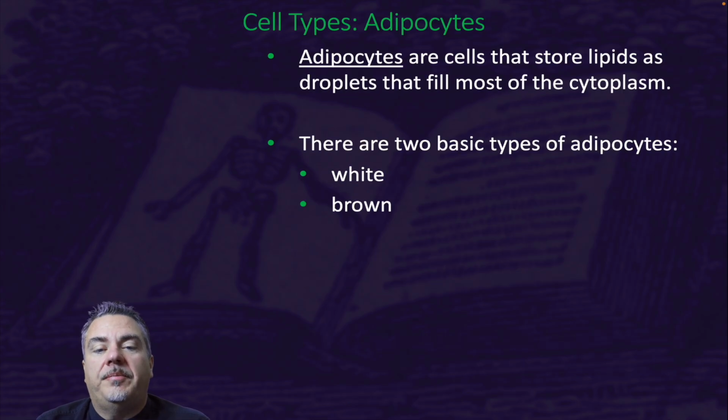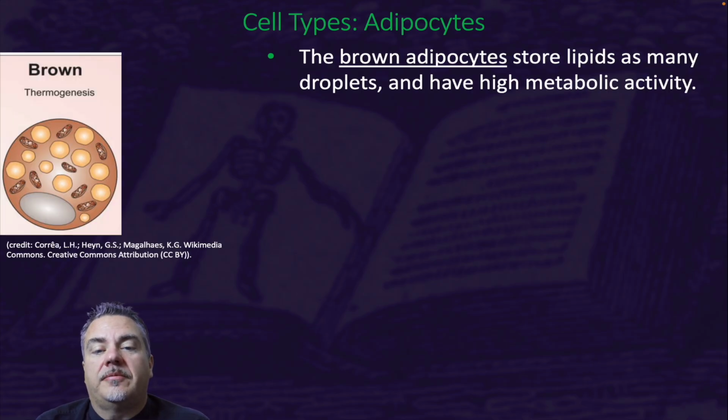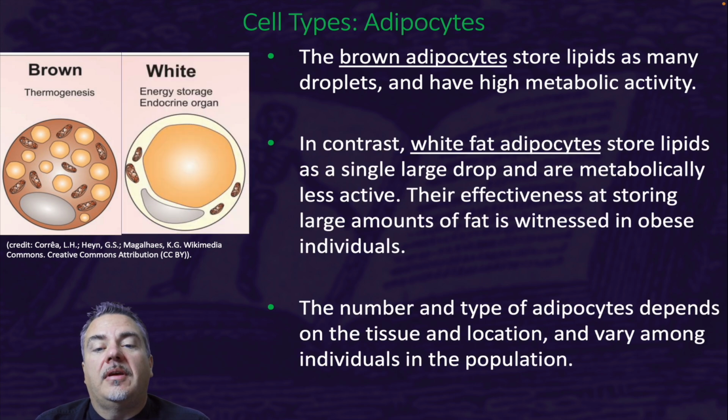Adipocytes are cells that store lipids as droplets that fill most of the cytoplasm. There are two basic types of adipocytes, white and brown. The brown adipocytes store lipids as many droplets and have high metabolic activity. In contrast, white fat adipocytes store lipids as a single large droplet and are metabolically less active. Their effectiveness at storing large amounts of fat is witnessed in obese individuals.